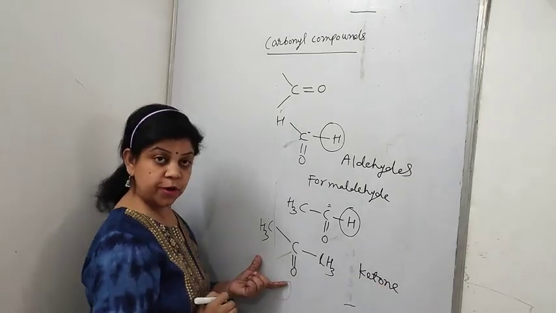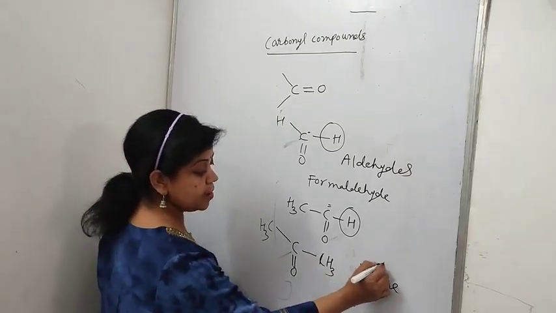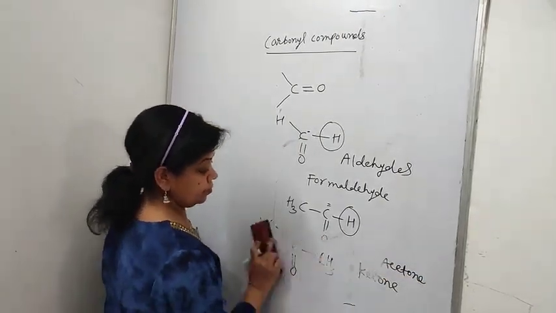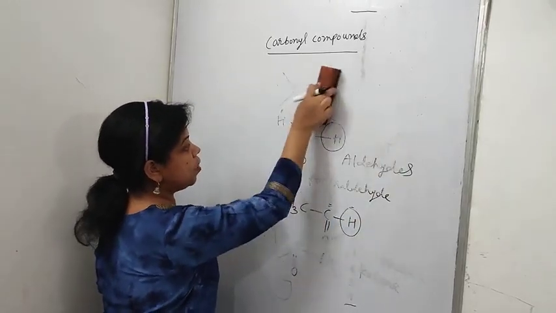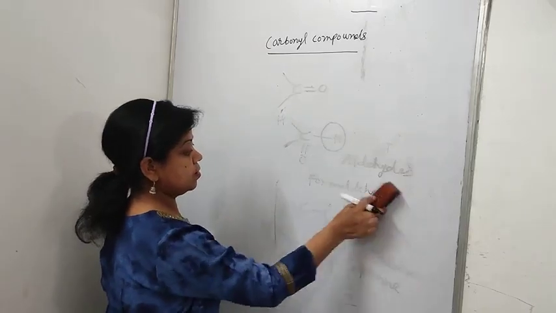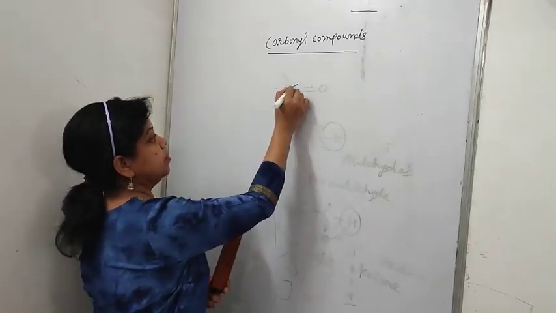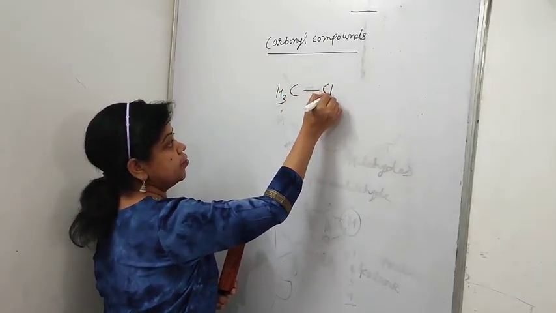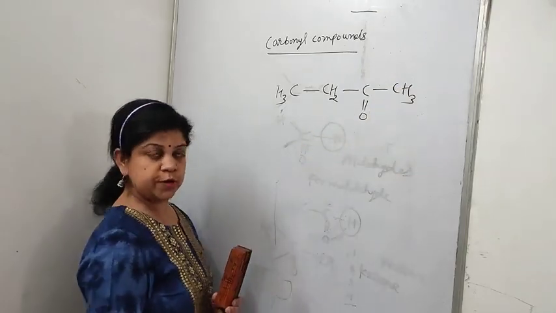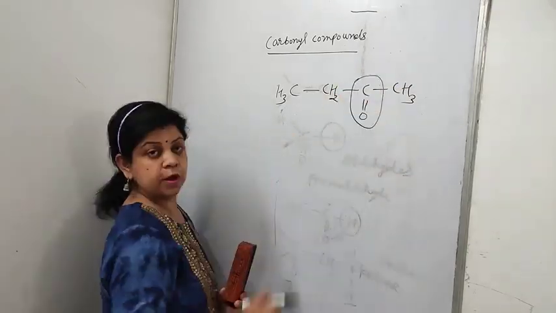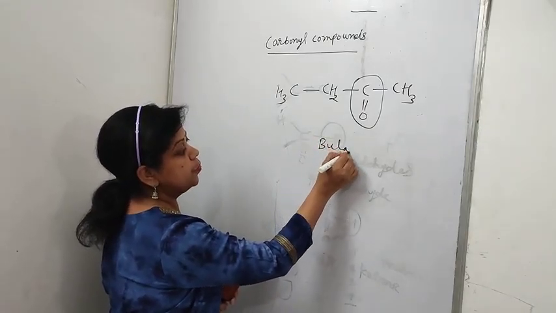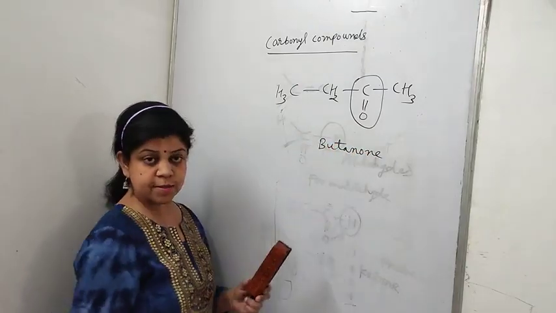The simplest ketone is 3-carbon ketone, which is known as acetone. We will see some more examples of ketone. Let's see another example. CH3, CH2, COCH3. It is 4-carbon ketone, and in this ketonic group is present in middle. So this is known as butanone. What it is called, students? Butanone.